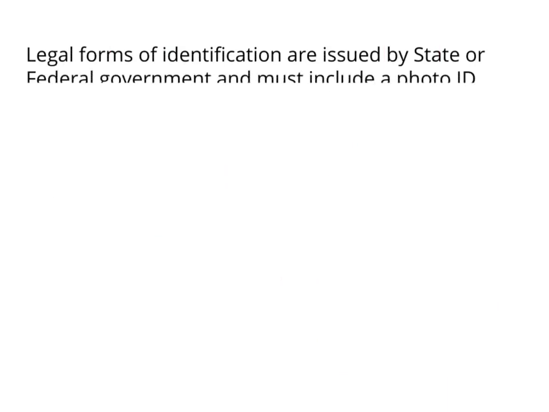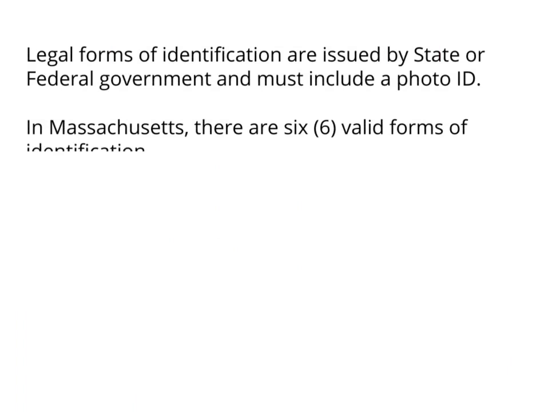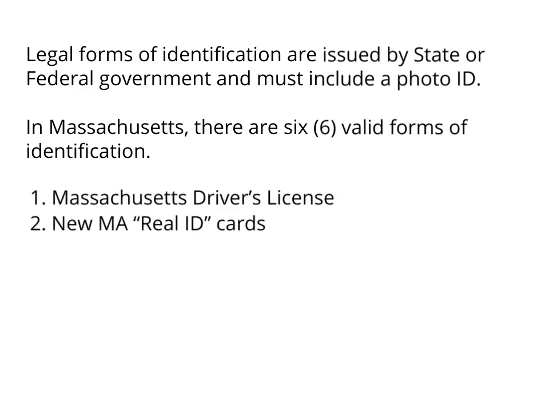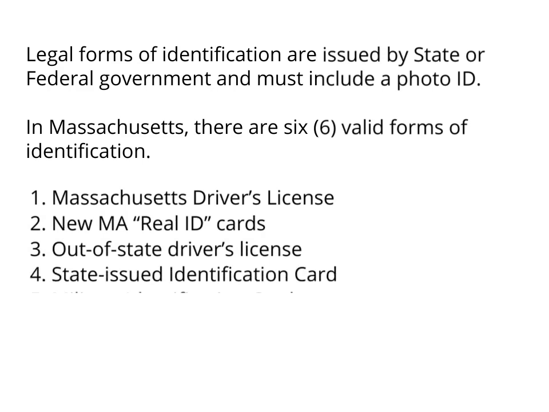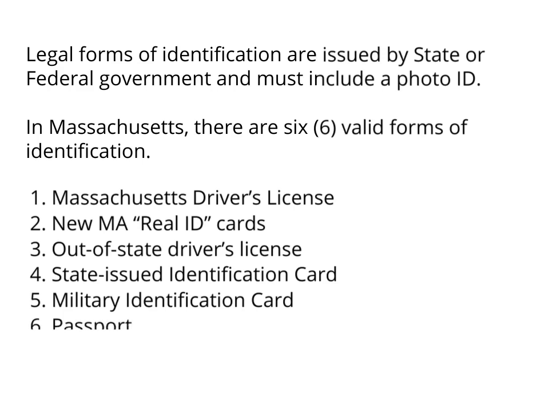Legal forms of identification are issued by state or federal government and must include a photo ID. In Massachusetts, there are 6 valid forms of ID that are acceptable, including the new requirement that will be needed by 2020 called Real ID cards. Let's review the forms of identification that are valid in Massachusetts. They are Massachusetts driver's license, the new Real ID card, out-of-state driver's license, state-issued identification card, military identification card, and a passport. We will review all valid forms in this chapter.